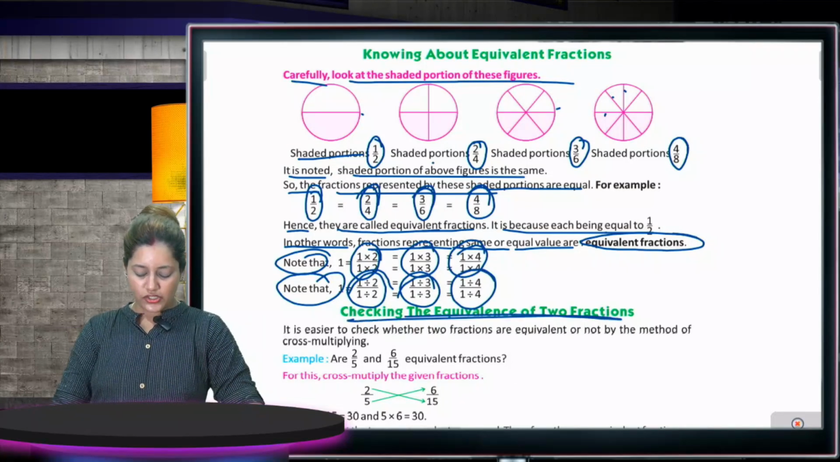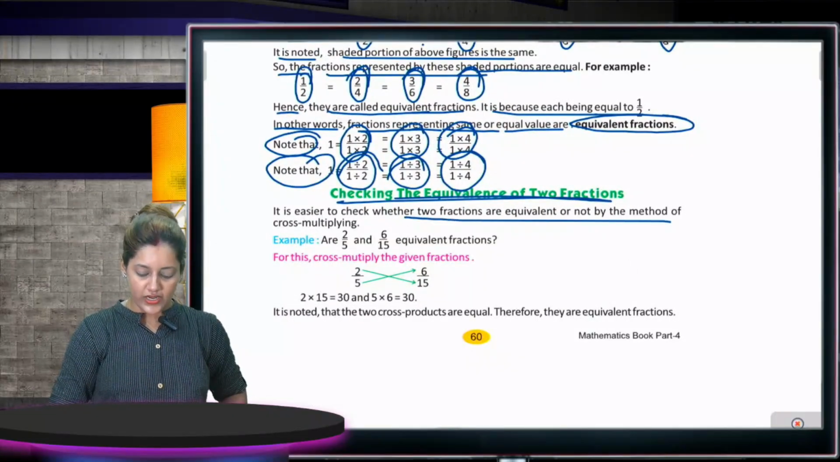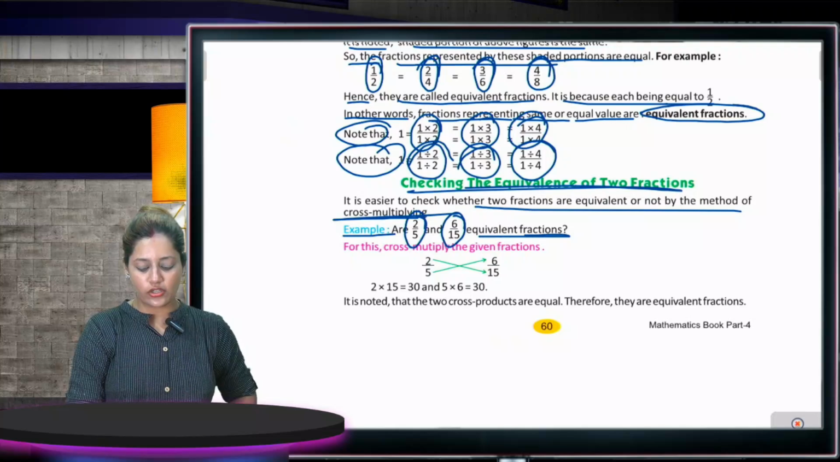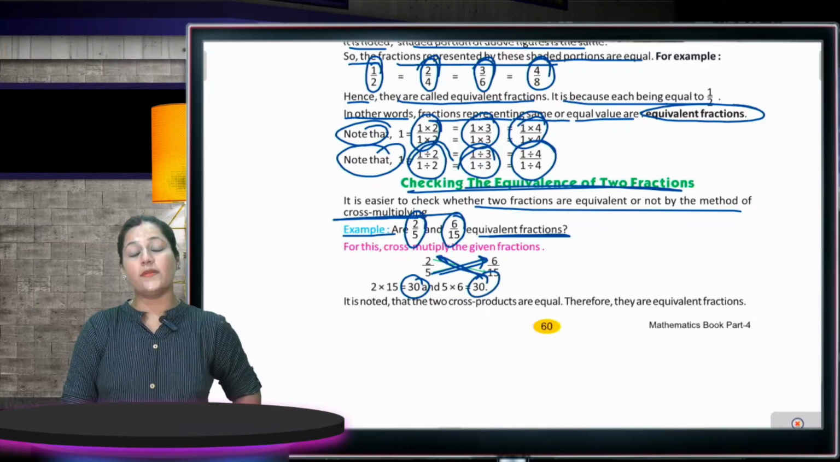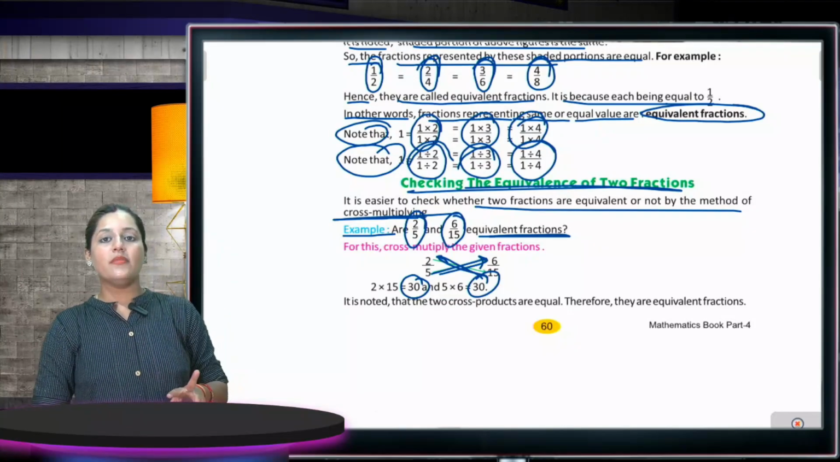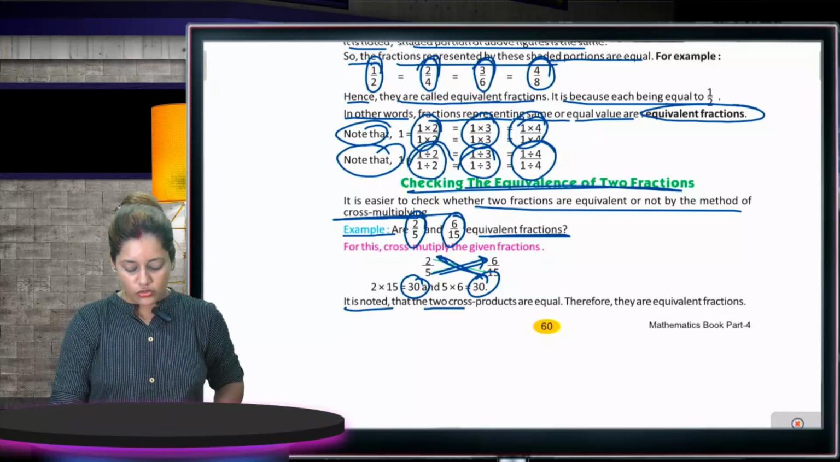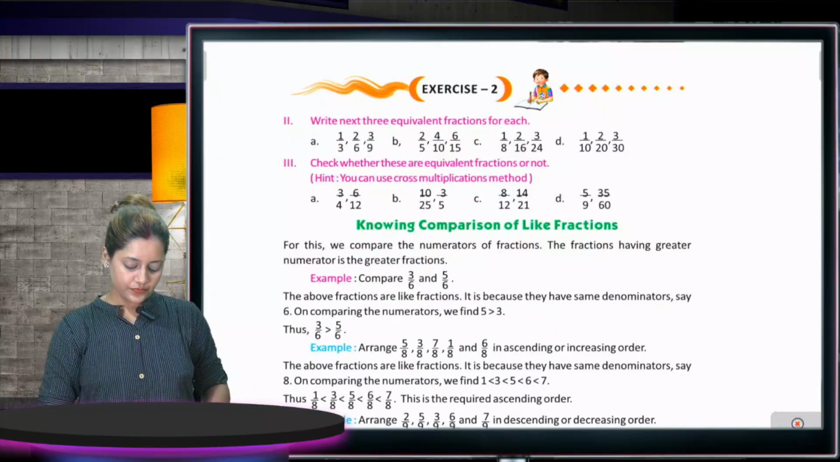Checking the equivalence of two fractions. It's easier to check whether two fractions are equivalent or not by the method of cross multiplying. In our example, 2 by 5 and 6 by 15 are equivalent fractions. So let's cross multiply them. 15 into 2 is 30, and 5 into 6 is 30. So both have equal products. What do you understand by that? That the answer is the same. Note that the two cross products are equal, therefore they are equivalent fractions.